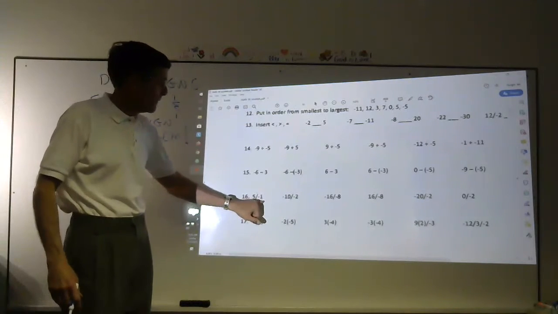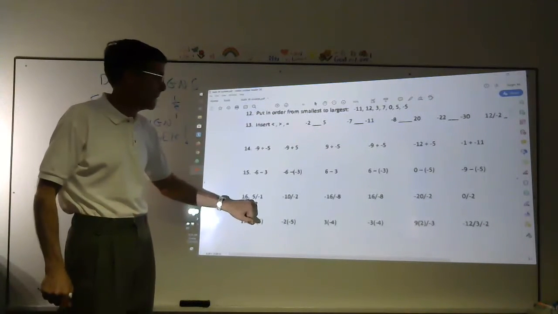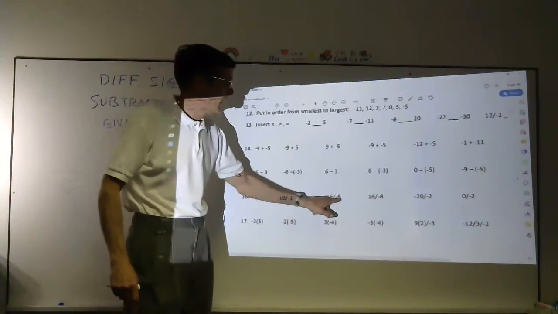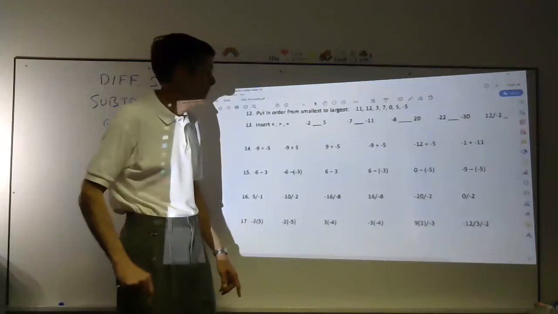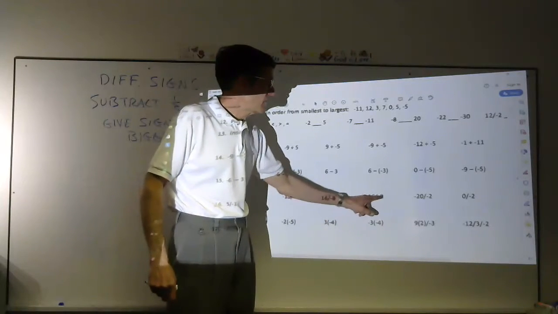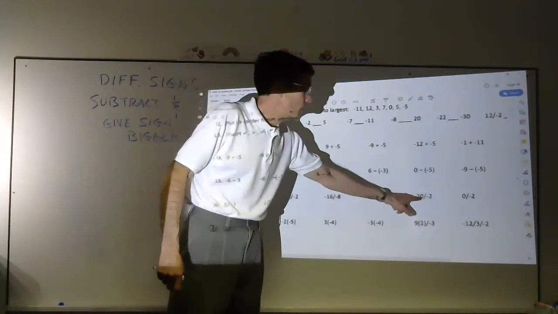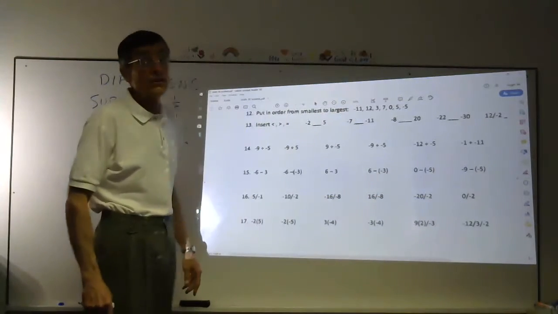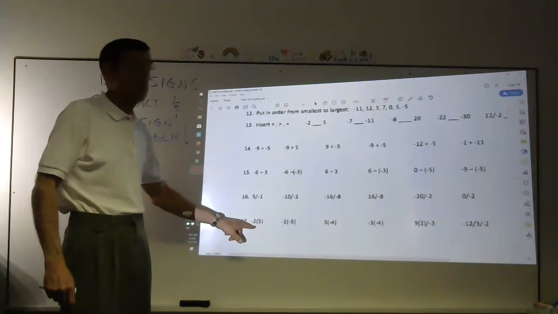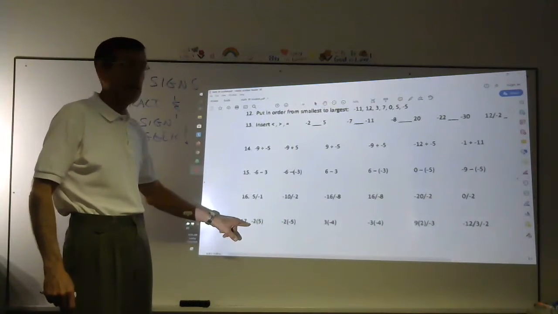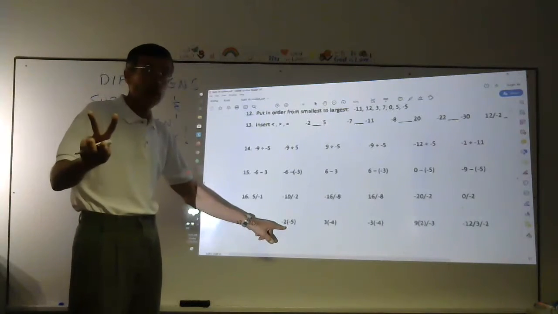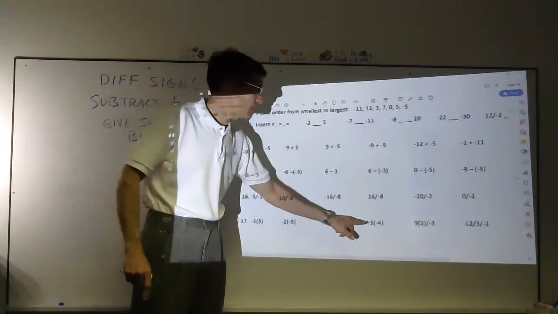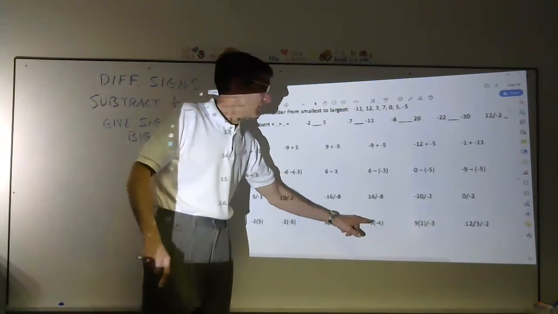Here we go. 5 divided by 1 is 5. Make it -5. 10 divided by 2 is 5. Two negatives make it +5. 16 divided by 8, it's a +2. One negative, 16 divided by 8, make it a -2. 20 divided by 2 is 10. There's two negatives, positive. 0 divided by anything is 0. Here's multiplication. -2 times 5 is 10, one negative, -10. 10, two negatives, +10. 12, one negative, negative 12. 12, two negatives, make it positive.